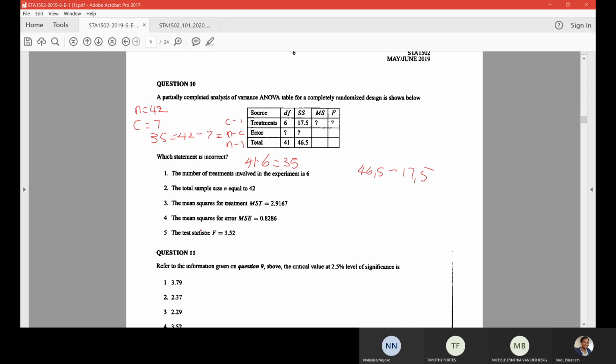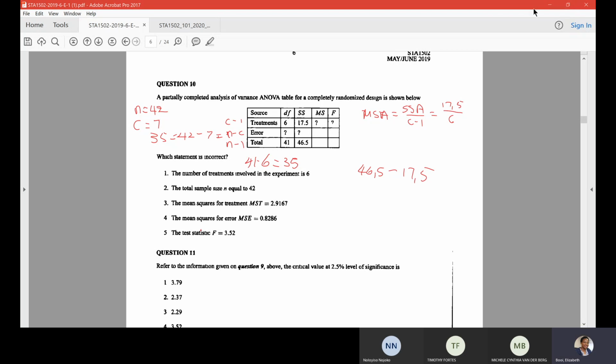The mean square measures: this should not be MST, but it should say MSA. So we can use the terminology MSA for this, which is your SSA divided by your degrees of freedom, which is C minus 1. We know that our SSA is 17.5 divided by the degrees of freedom of 6. And you can calculate that.